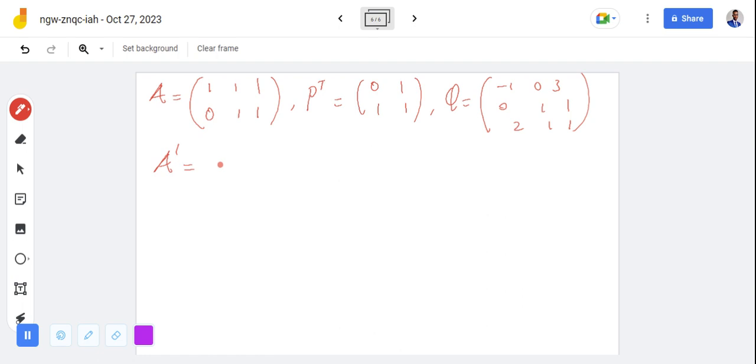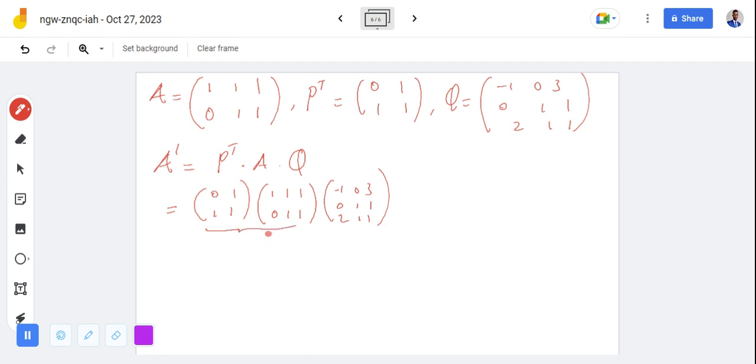My second result is equivalent to P transpose times the matrix A times Q. You know in matrices, I can't do the vice versa, so you have to follow the order. My PT is 0 1 1 1, times 1 1 1 0 1 1, then times minus 1 0 3 0 1 1 2 1 1. So let's multiply these two first. If this multiplies this, I have 0 times 1, that is 0, plus 1 times 0, that's 0, plus 1, I have it as 1.